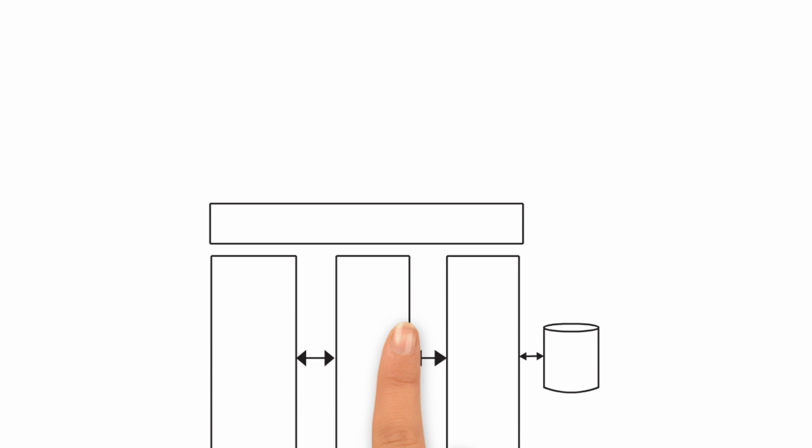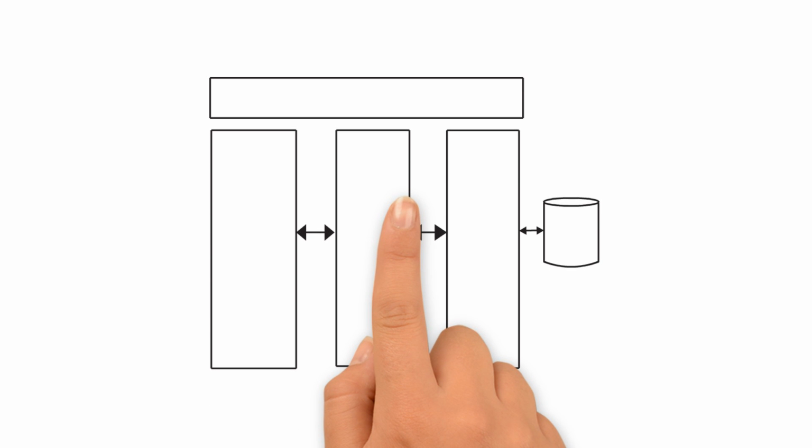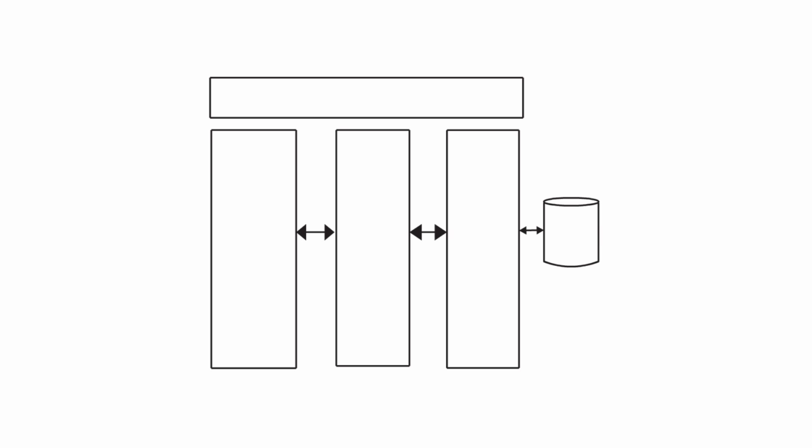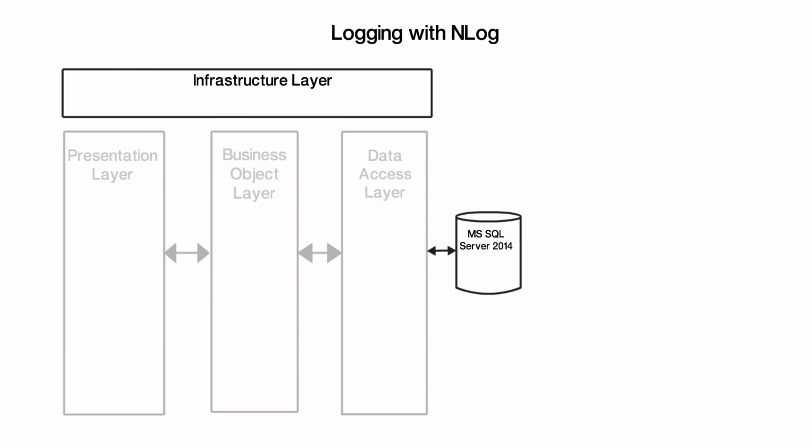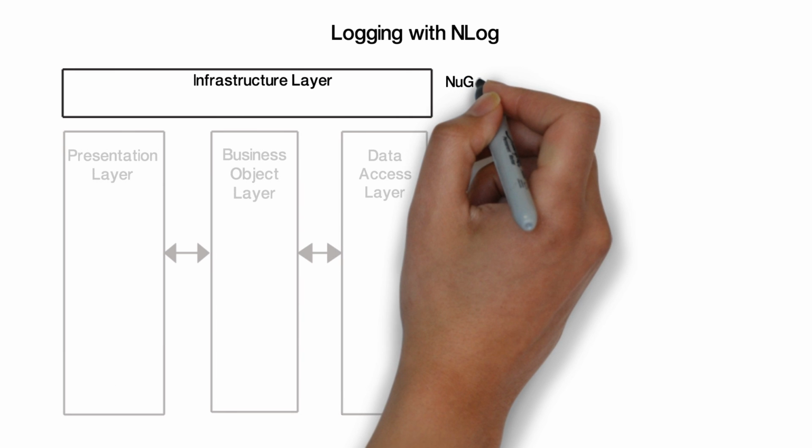In part one of this video series, I introduced you to multi-layered architecture, which I used as a reference to create a complex Visual Studio project. In this video, I want to show you how to add logging to that complex project. Okay, I'm going to put it in the infrastructure layer.